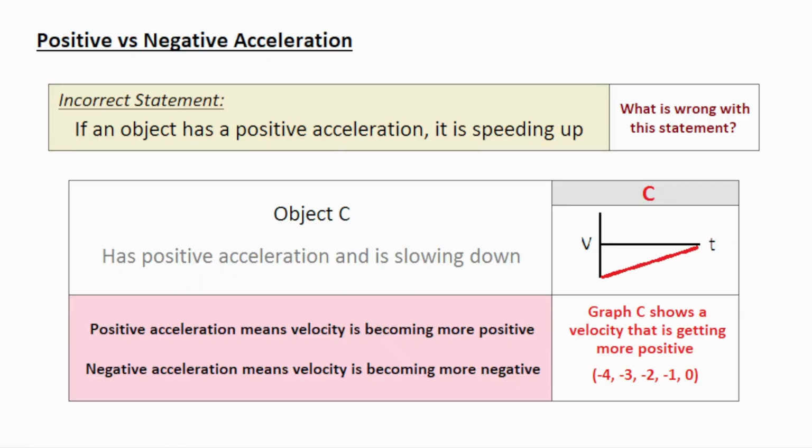So what is a positive acceleration? That just means the velocity is becoming more positive. A negative acceleration means that the velocity is becoming more negative. Although these velocities in the graph would all be negative, notice that they are becoming more positive every second, and that's why this represents a positive acceleration.